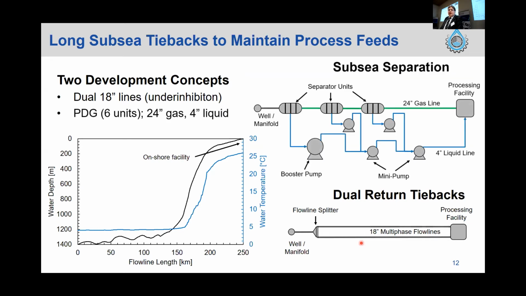And the second is our subsea separation. So again, we have a series of separators along the line, pulling out progressively more liquid as we move along. And then we separately bring the liquid back to shore. Now in this particular case, we've gone with 6 different pseudo dry gas units, and you can see the little red dots indicate the locations here.